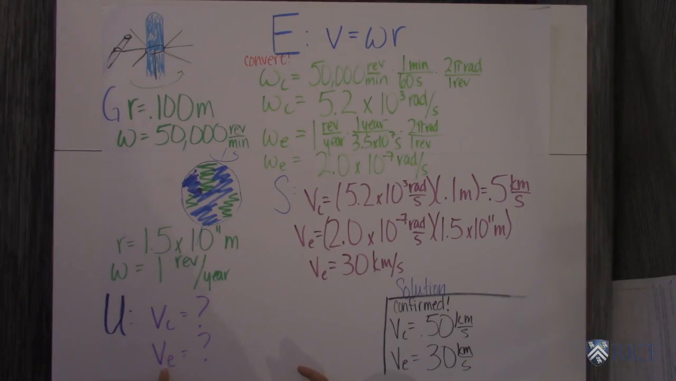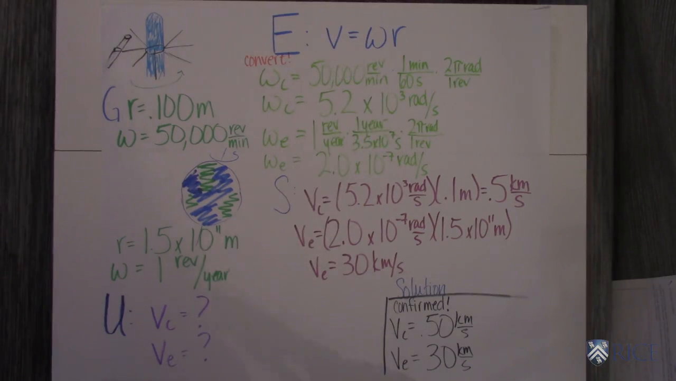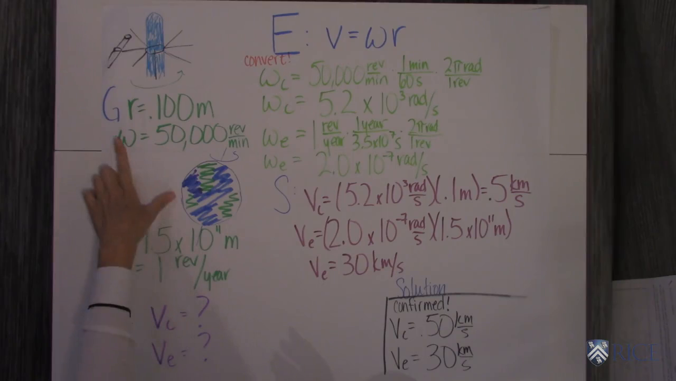Not very fast, right? The question asks us to confirm some numbers that it gives us for the linear velocity of the centrifuge and the linear velocity of Earth. And something really cool happens. So we only have one equation, right? It's just relating linear and angular velocities. Okay? Before we do this problem, though, we've got to get these angular velocities into our standard units.